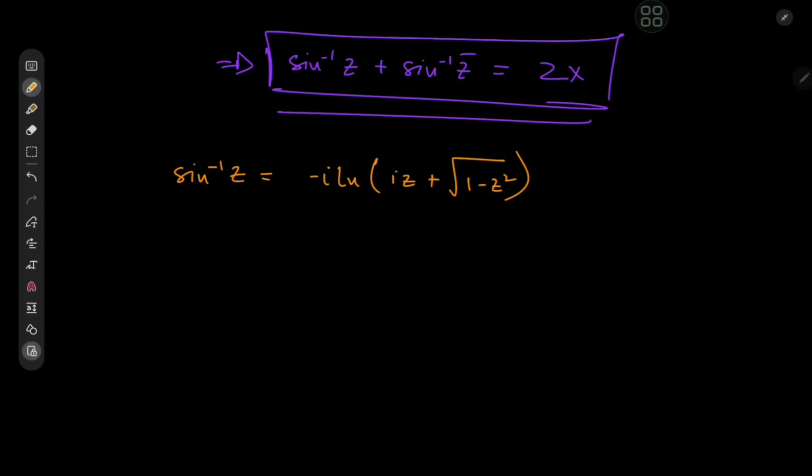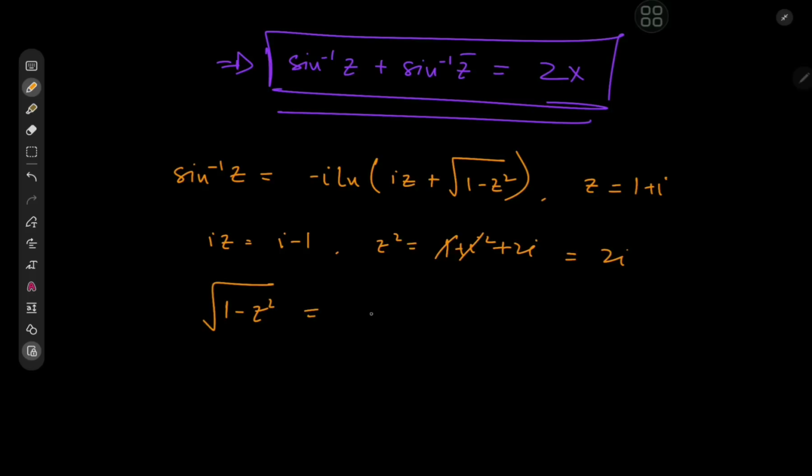Now the inverse sine function has this really cool principal log form, which is what we're going to make use of. So we have I times z, and iz here is just I times 1 plus I. So that would be I minus 1 for our case. Z equal to, wait, over here, z equal to 1 plus I. And what about 1 minus z squared? Well, z squared would be 1 plus I squared plus 2i, and these two cancel out, so that's 2i here. And 1 minus z squared in the square root would be root 1 minus 2i.